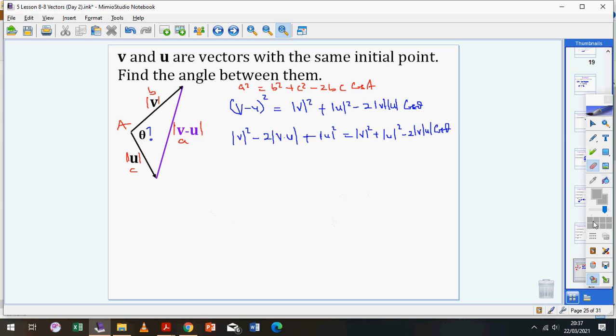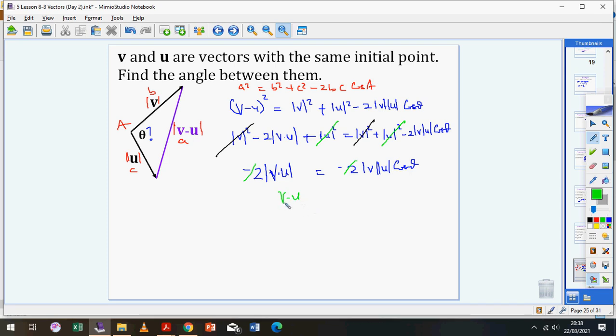I can see on the left I have magnitude v squared, that cancels out with magnitude v squared on the right. I have magnitude u squared, crosses out with magnitude u squared on the right. And I'm left with negative 2 magnitude of v dot u. This is now a dot product because I am multiplying these vectors. It is equal to negative 2 magnitude v magnitude u cosine of theta. So the negative 2's cancel out. And on the left, I have left v, the dot product of v and u.